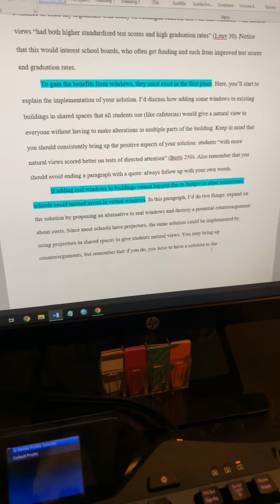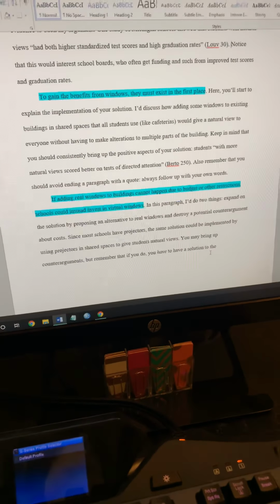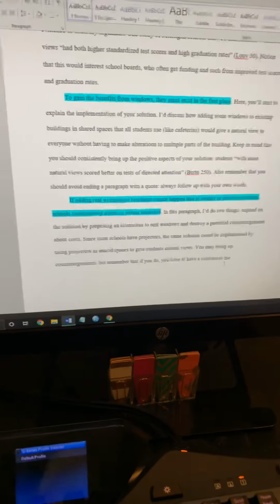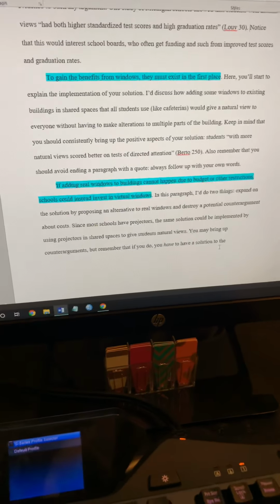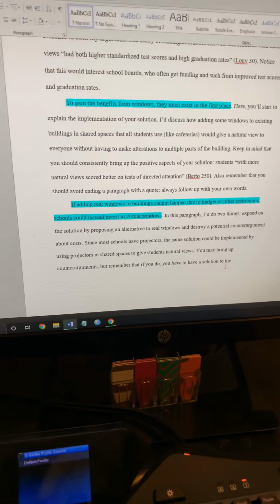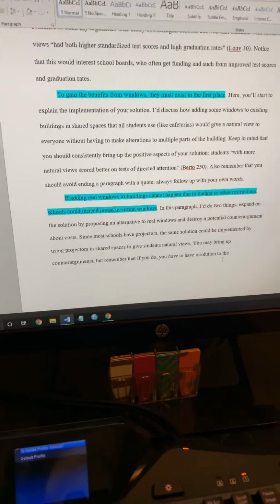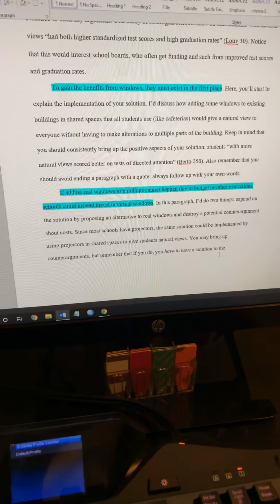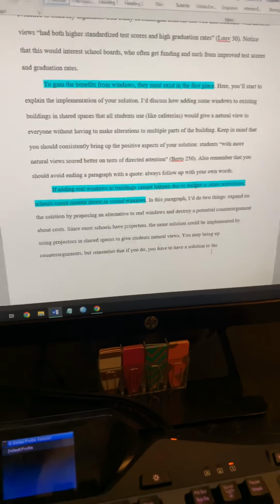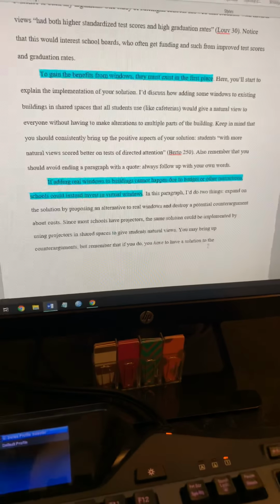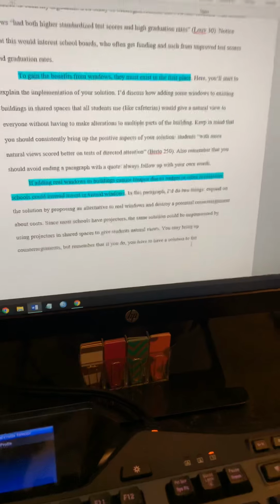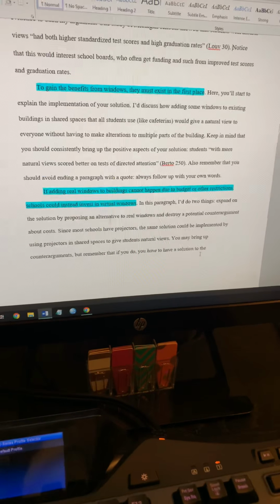So I say, to gain the benefits from windows, they must exist in the first place, obviously. Here I'm going to start explaining how these schools might go about doing this. What I suggest is that, rather than putting a window in every single classroom, because that's just not practical, you take a shared space like a cafeteria or an auditorium, somewhere that all of the students are going to be at some point in the day, and put windows in those places to give them at least one opportunity to have a natural view.